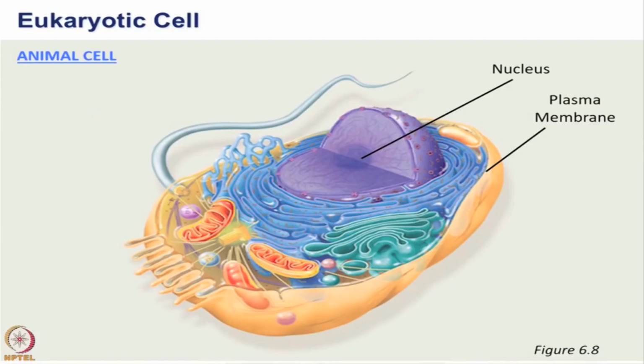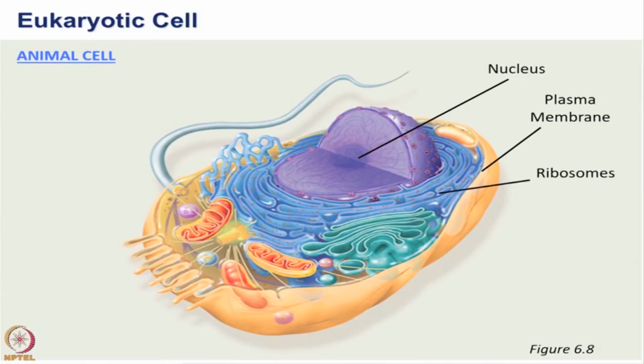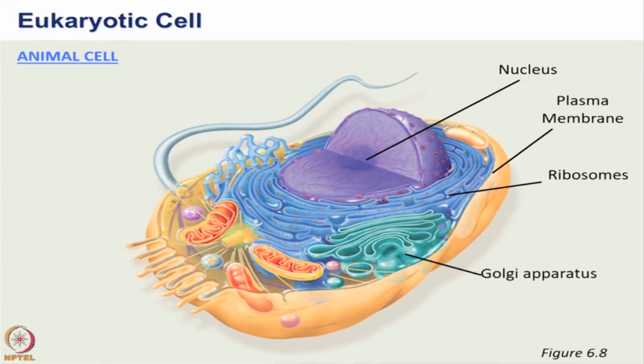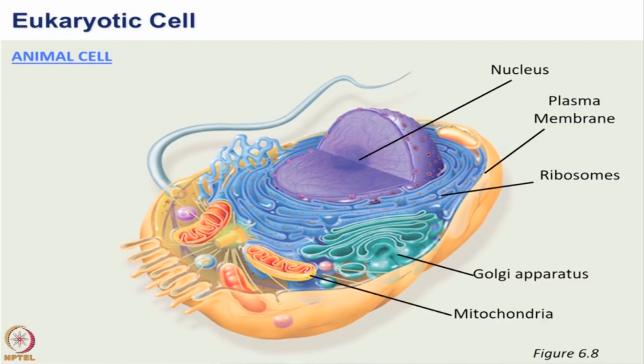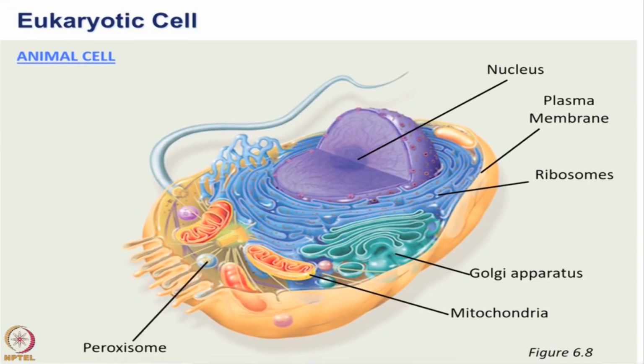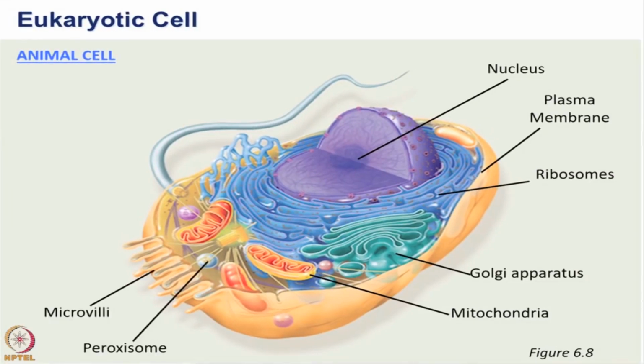So, we will talk about these things, but let us continue trying to guess the next arrow, which is the plasma membrane. Then come the tiny particles, which are ribosomes, and then the green colored ones, which are the Golgi apparatus. Then we have mitochondria and peroxisomes. This one is microvilli.